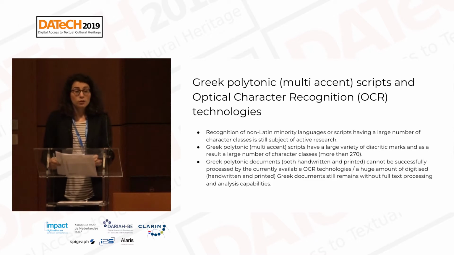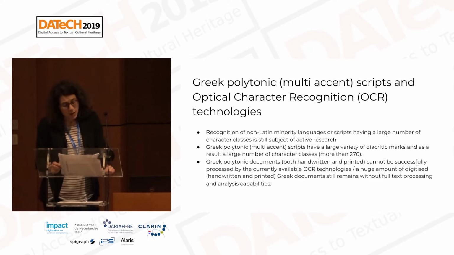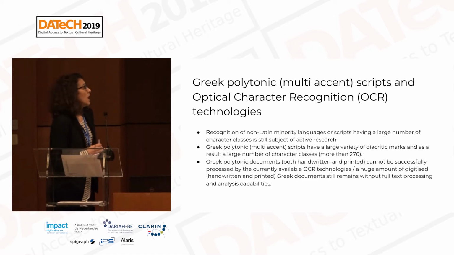So although the accurate recognition of Latin machine printed text is now considered largely a solved issue, recognition of non-Latin minority languages or scripts, such as Greek, having a large number of character classes, is still subject of active research. And Greek polytonic multi-accent scripts have a large variety of diacritic marks, and as a result, also a large number of character classes, more than 270. So Greek polytonic documents, both handwritten but also printed ones, historical documents, cannot be successfully processed by the currently available OCR solutions. And this results in a huge amount of digitized handwritten, but also printed Greek documents still remaining without full text processing and analysis capabilities.